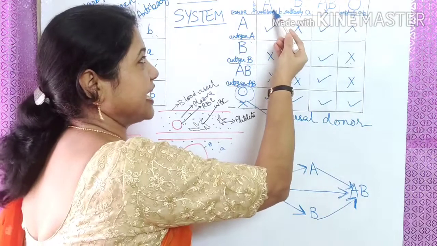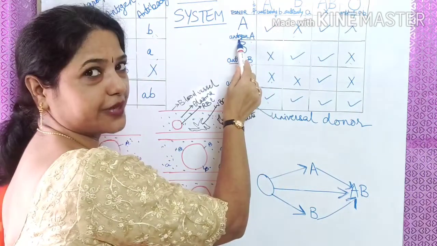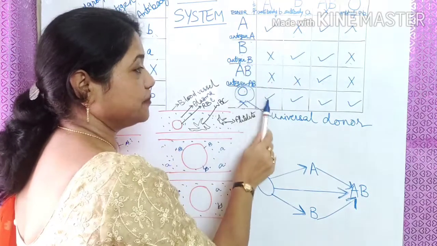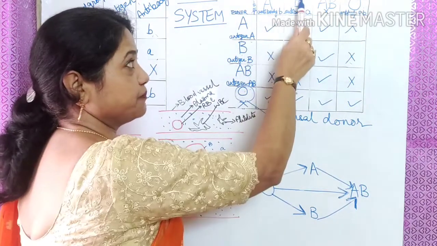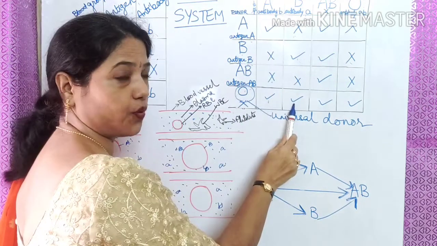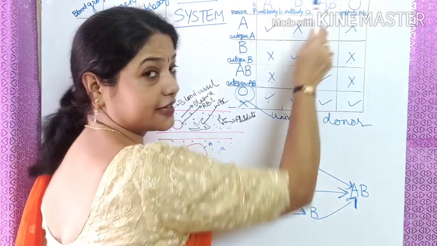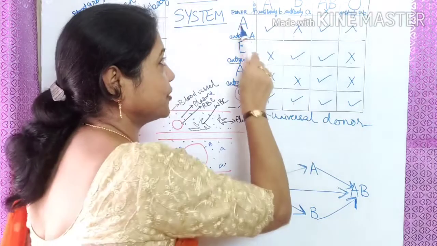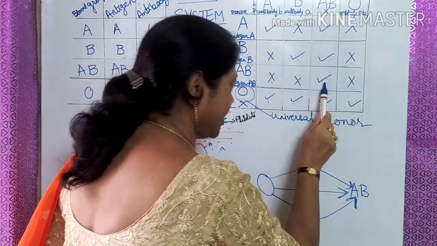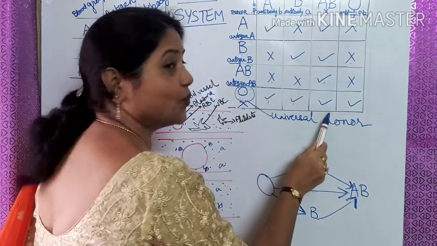Blood group A can receive blood from blood group A and blood group O. Blood group B can receive blood from blood group B and blood group O. Blood group AB can receive blood from blood group A, blood group B, blood group AB, and blood group O.